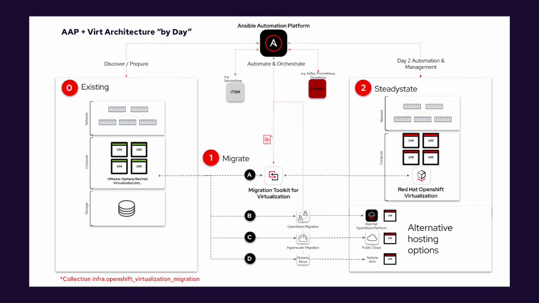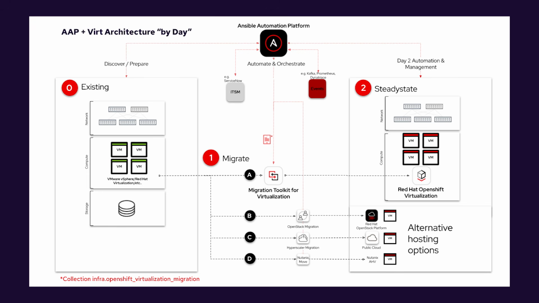At the heart of it all is Ansible Automation Platform that drives the automation and orchestration for us to perform virtualization tasks, such as discovering and preparing the environment. From the existing environment, we gather information such as the network, compute, and storage, and then we migrate those resources using the Migration Toolkit for Virtualization.